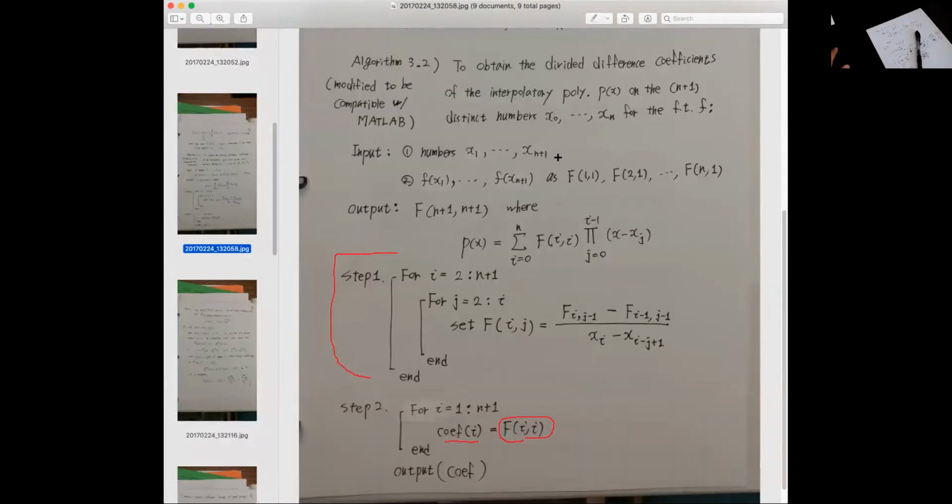Oh yeah, okay. So yeah, I'm sorry. So this one, okay. Sorry. So this code will just generate the coefficients of the algebraic expression of the Lagrange interpolating polynomial. So the output must be the coefficient COEF, which is nothing but the list of the diagonal entries of matrix F.